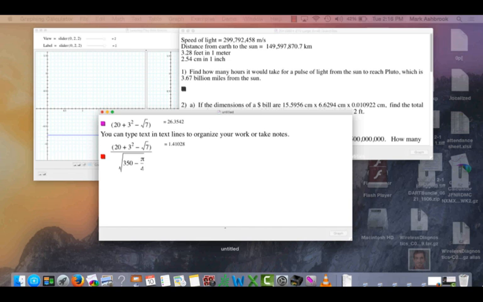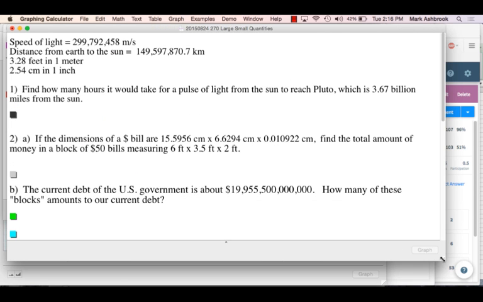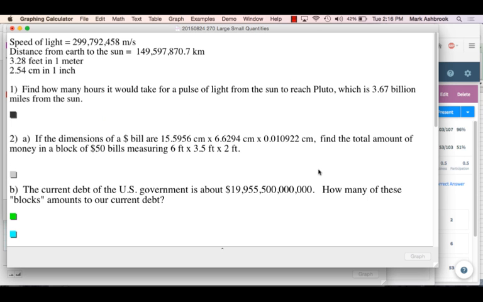Okay, so let's look at some examples here. You don't have to recreate this, okay? If you want to clear out what you've done so far, let's do some problems regarding large and small quantities here, okay? So the speed of light is this number here, 299 million meters per second. Distance from Earth to the Sun. We got 3.28 feet in 1 meter. So some conversions there.